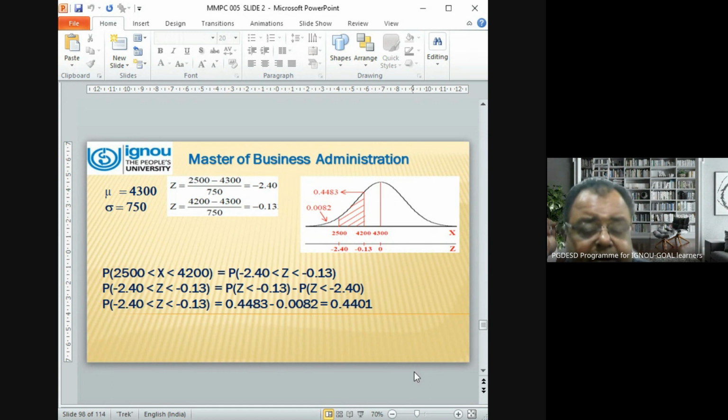How will this be done? The tabular value for the left side is given to you as this one. We have to find this from the table. We will be subtracting the value of Z equal to negative 2.40 from the value of Z equal to negative 0.13. These are the values, and after subtracting we will get this.